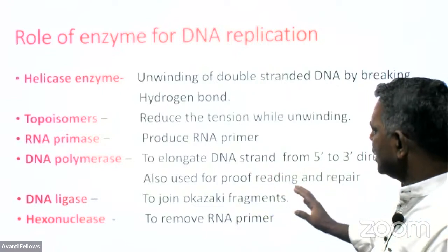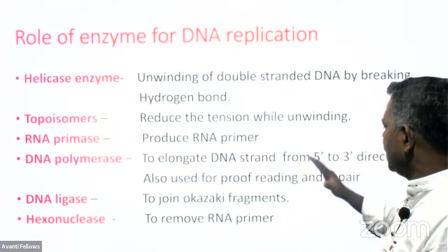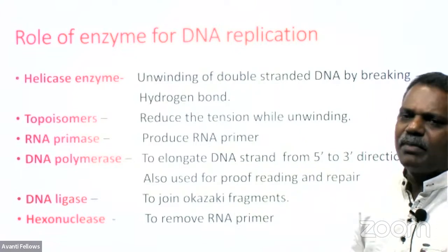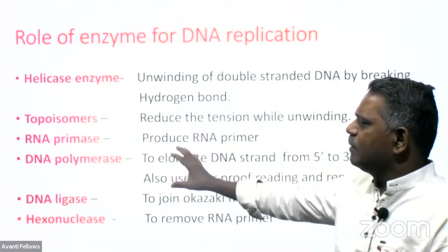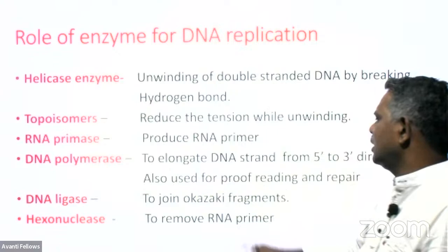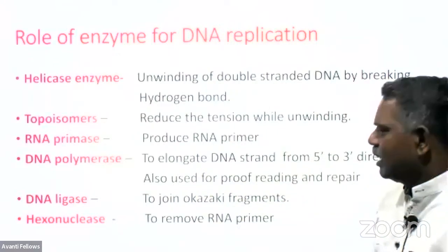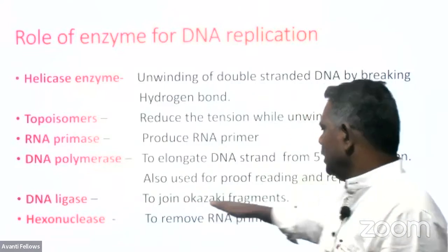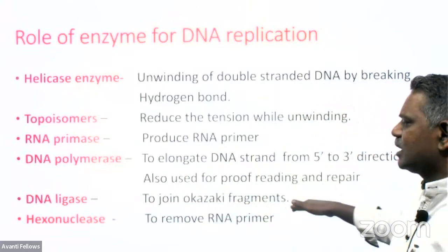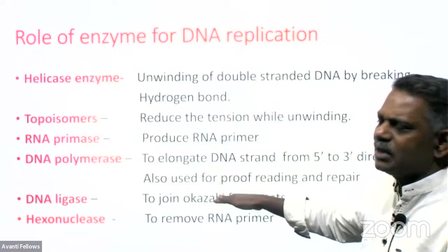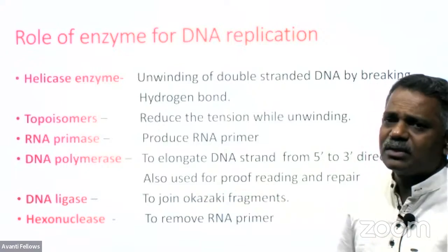And this mistake can be found out and corrected or repaired by using what? The same DNA polymerase only. And this process we call the proofreading. And DNA ligase is to join the Okazaki fragments. We will see what Okazaki fragments are.